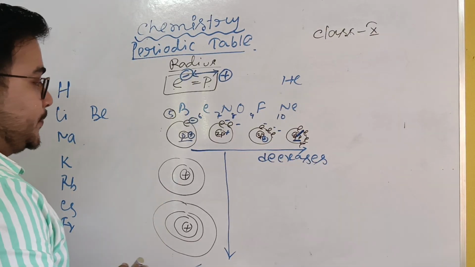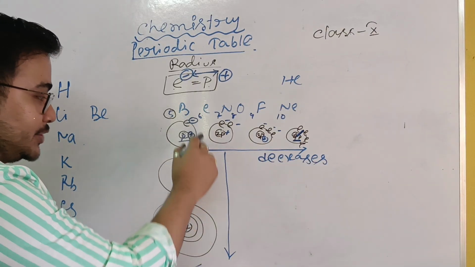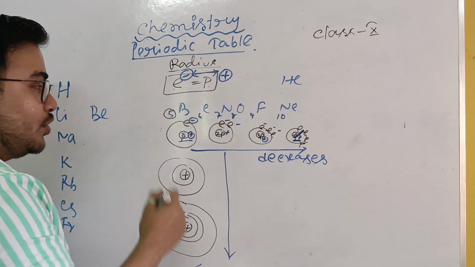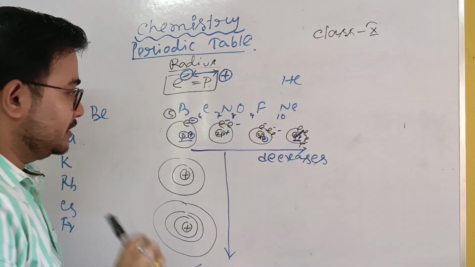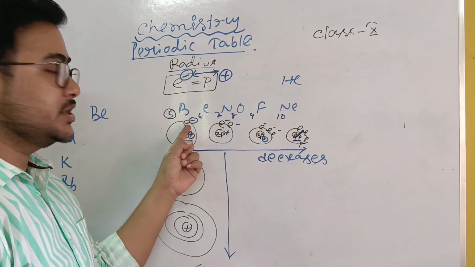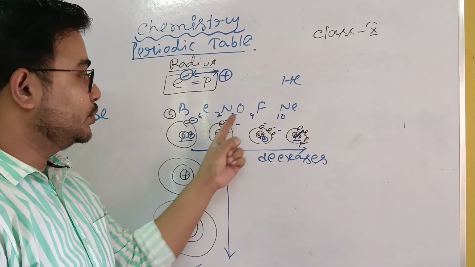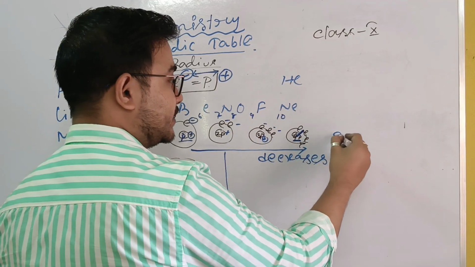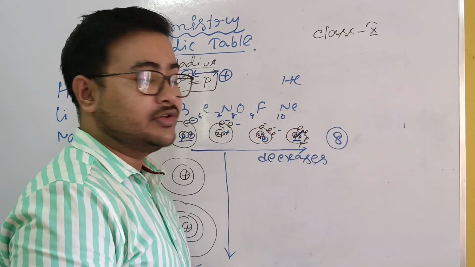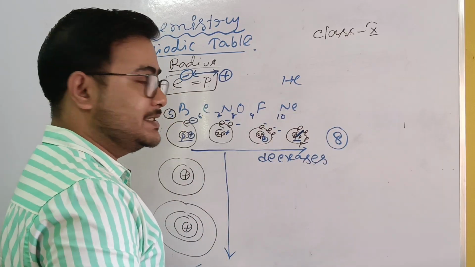But what will happen if we move downwards, that is along the column? Keep in your mind, as you move downwards, electrons always enter into a new shell. What do you mean by new shell? Look at the board. Here the outermost shell contains how many electrons? 1, 2, 3, 4, up to 8. Because all of you know about the octet rule, 8 means it gains stability.